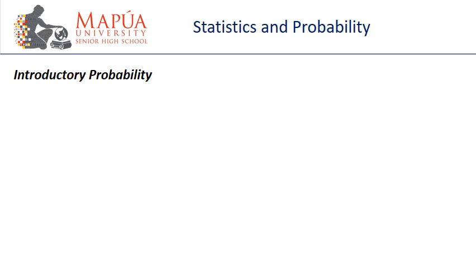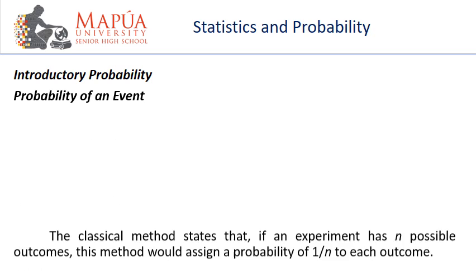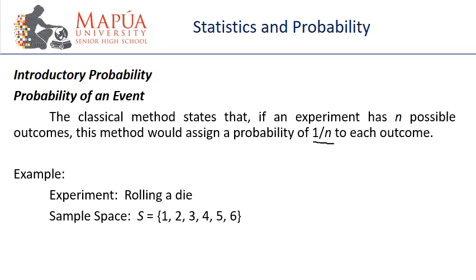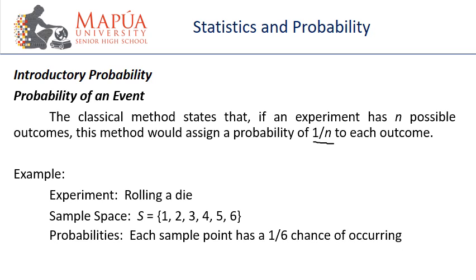Now we're going to proceed with the probability of an event. The classical method states that if an experiment has n possible outcomes, this method would assign a probability of 1 over n to each outcome. So let's say, for example, the experiment is rolling a die. The sample space S would be 1, 2, 3, 4, 5, and 6. Therefore, each sample point has a 1/6 chance of occurring.